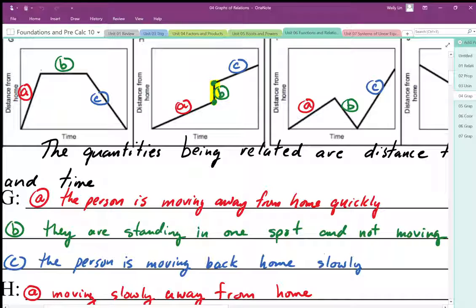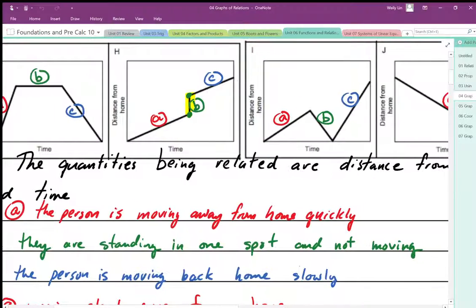At B here, nothing is going on. The distance from home is remaining the same as the time changes. So what's happening here is that they're standing in one spot and not moving at all in B. And the scenario that might describe part C is that this person is moving closer to home, going back to home, but not as quickly as they were moving away from home here. So the slope of this is less, but it is going back towards home.